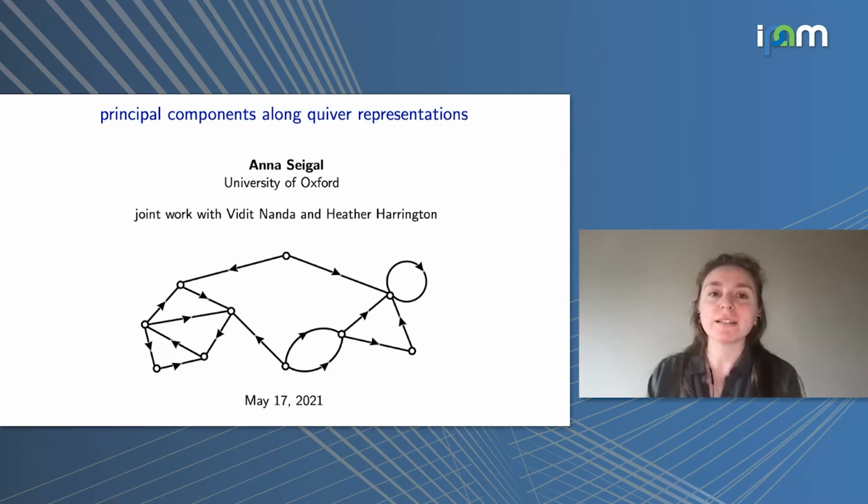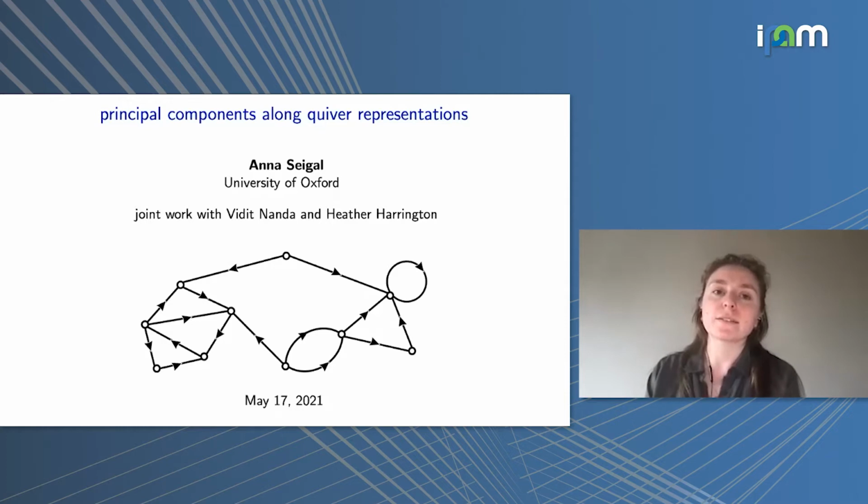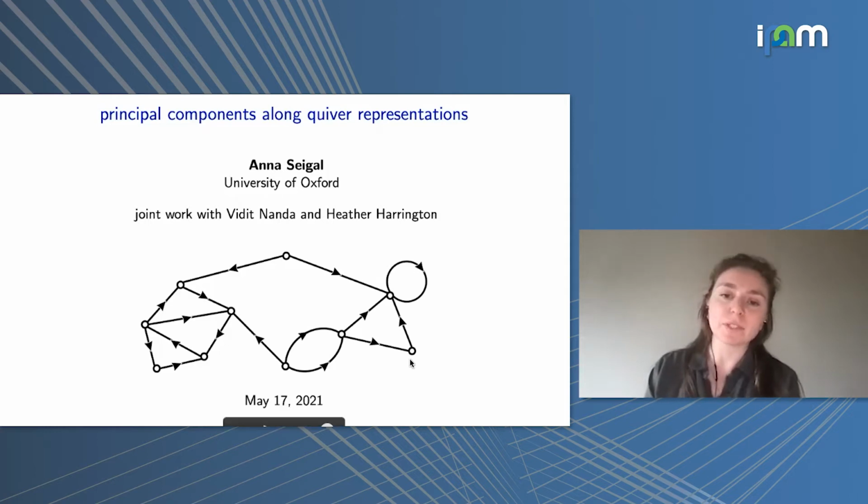Yeah, I'll be talking today about principal components along Quiver representations, and this is all based on joint work with Vidit Nanda and Heather Harrington, who are some colleagues of mine in Oxford.